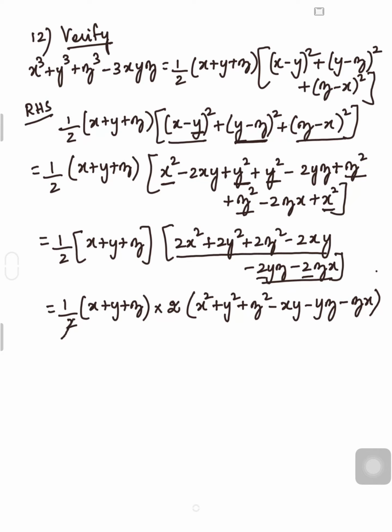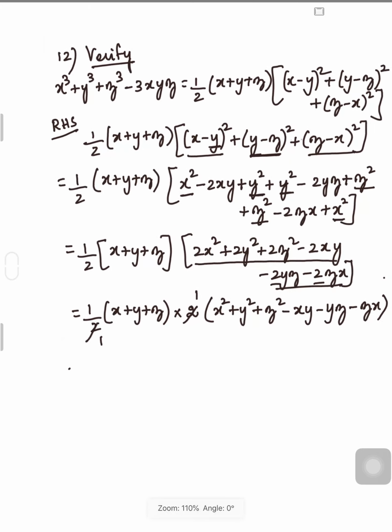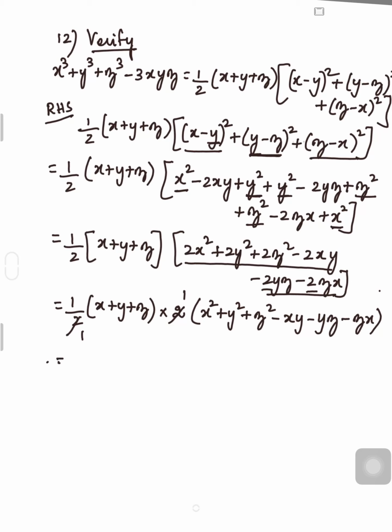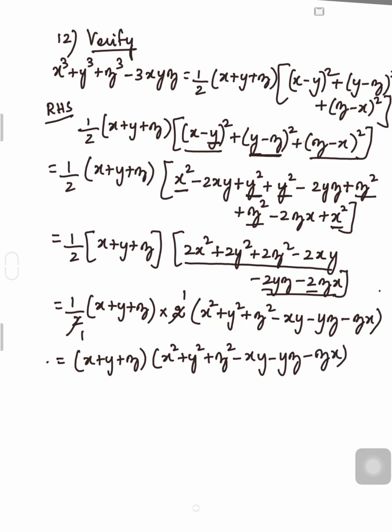So now this is in the numerator and this is in the denominator. So it is in multiplication. So they get cancelled. So what is here? Here x plus y plus z into x squared plus y squared plus z squared minus xy minus yz minus zx. It is nothing but in the form of a plus b plus c into a squared plus b squared plus c squared minus ab minus bc minus ca.